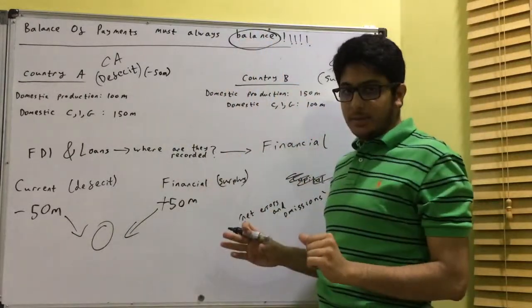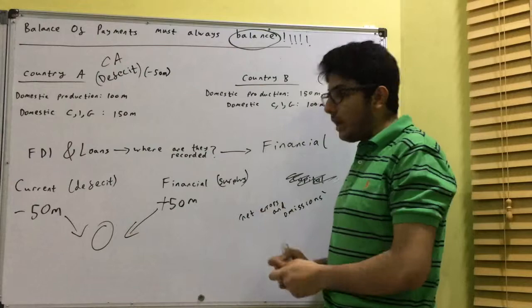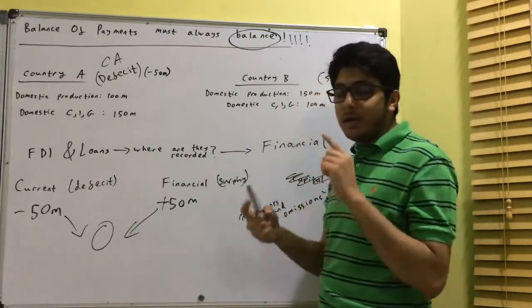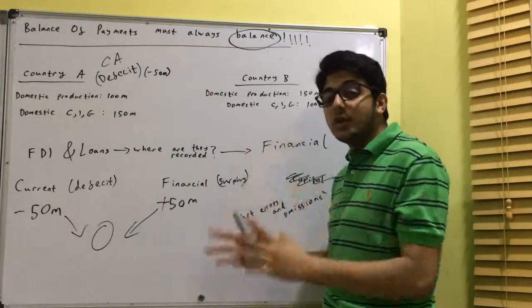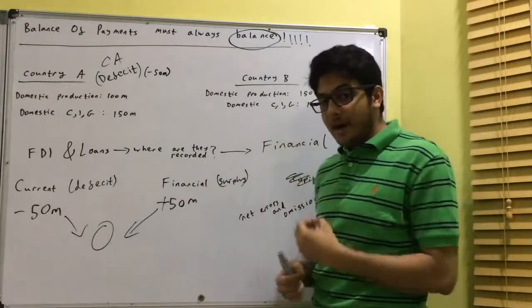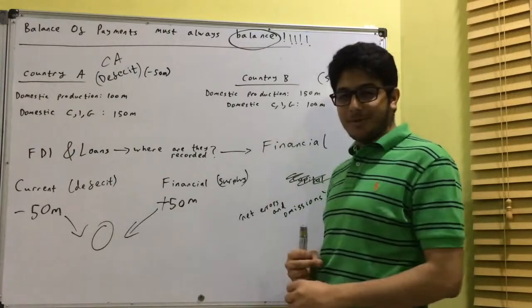Overall, it balances. Okay? So next time we're going to look at specifically current account deficits and surpluses, the causes and consequences of that, using specific examples to get those application marks.